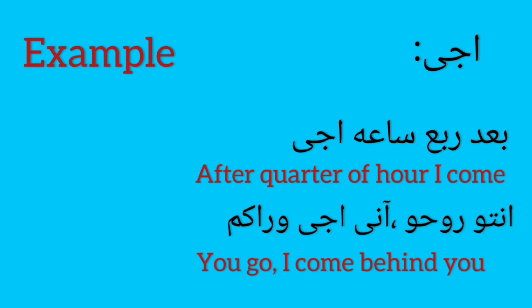Or انتوا روحوا اني اجي وراكم. انتوا means you and روحوا means go. It's an imperative verb. اني اجي, I come, وراكم means behind you. You go and I come behind you. انتوا روحوا اني اجي وراكم.